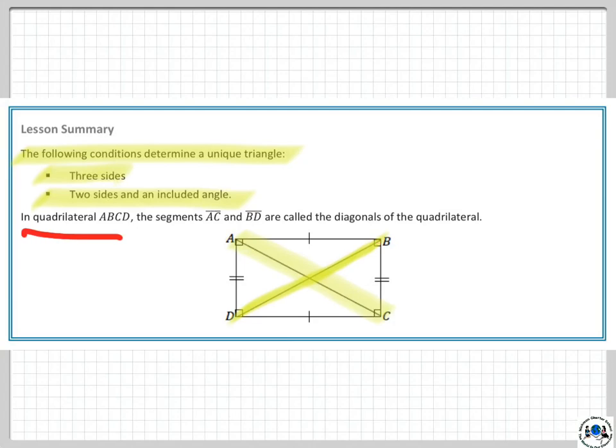Okay, this was a really short little 20-minute video. Hopefully it helped you see the conditions under which identical triangles can be, well, at least some of the conditions under which identical triangles can be created.